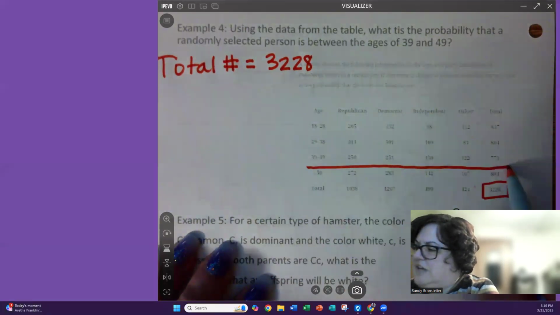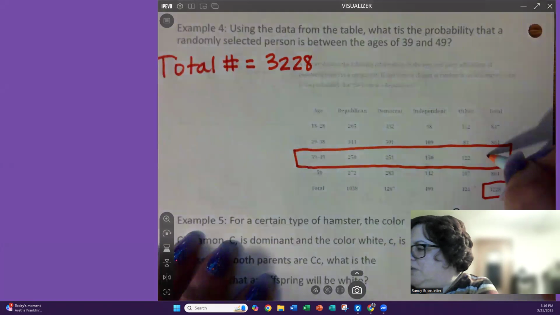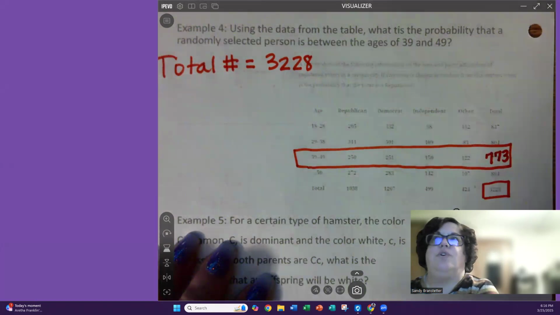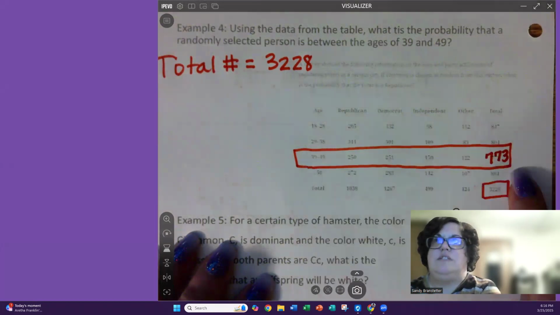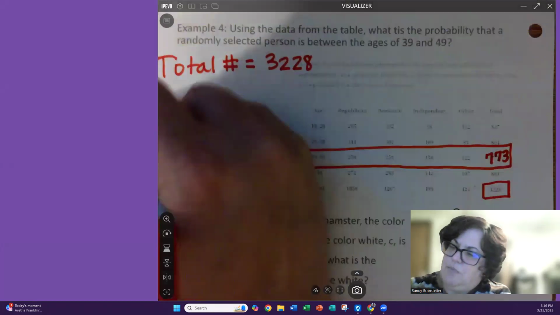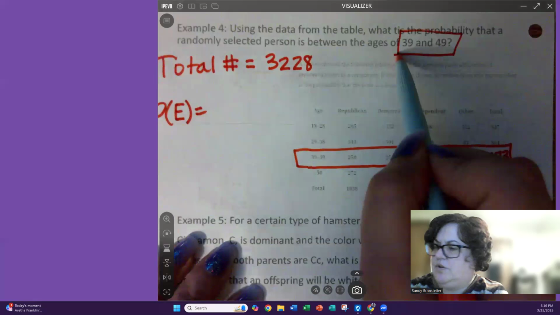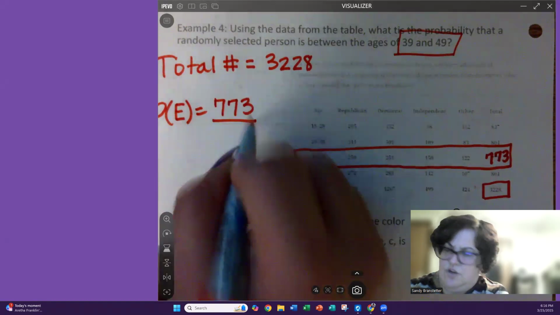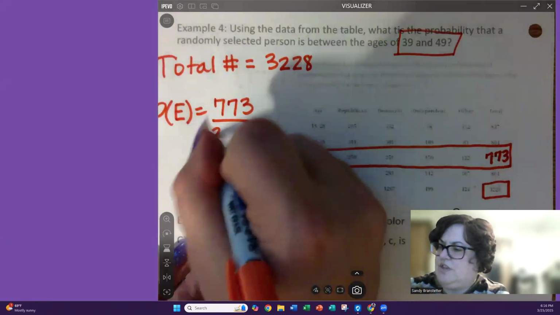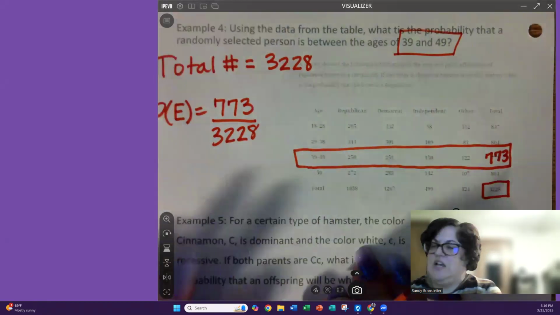And then the people that are between the ages of 39 and 49. Well, in this table, that's this row right here. It may be really hard to see with the document camera, so I'm going to rewrite that number. The total number of people in that age category is 773. So the probability of our event, which is the people in this age group, is 773 over the total number, 3,228.